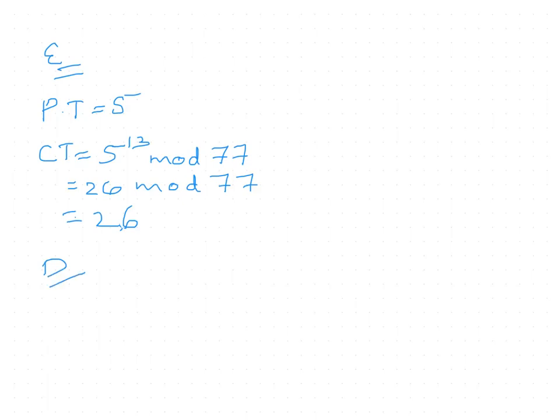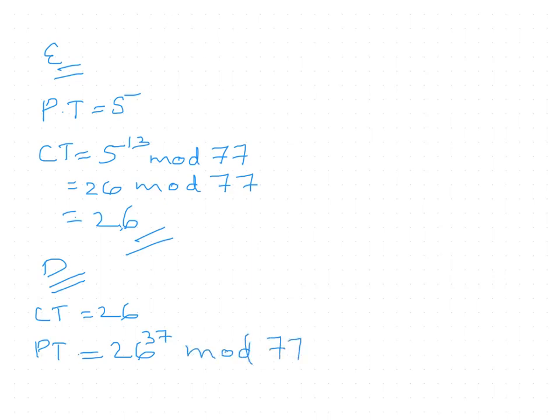Similarly, on the decryption part, that is on Bob's end, you receive this particular ciphertext. So ciphertext is equal to 26. You need to calculate the plain text based on the received ciphertext value. So you will have 26 raised to the power of D, which we have calculated to be 37, mod 77. So 26 to the power 37 mod 77 is going to be 5 mod 77, which is equivalent to 5.